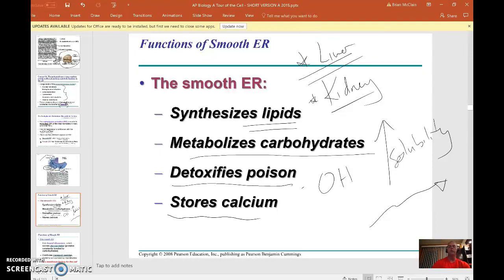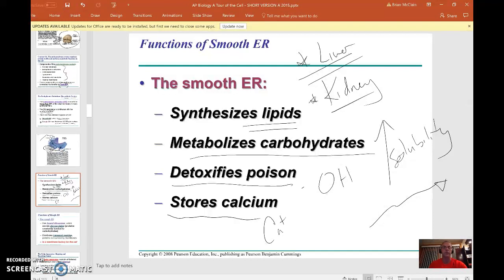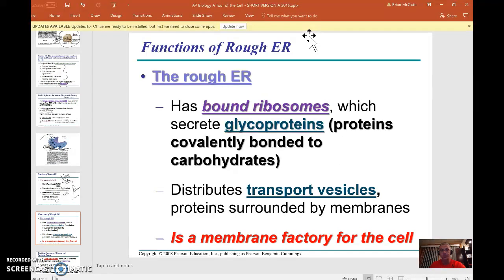Other things that are going on in the smooth ER is it stores calcium ions. All right, and part of our homeostatic mechanism is for us to regulate calcium levels, which eventually plays a really significant role in how we do nerve transmission and how we have muscle contractions. So when we need to reduce the free calcium, we'll take it into the lumen of the ER. When we need to elevate it, we'll release it from the lumen of the ER. So it serves as a pretty good storage area.